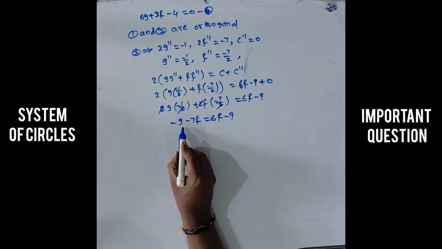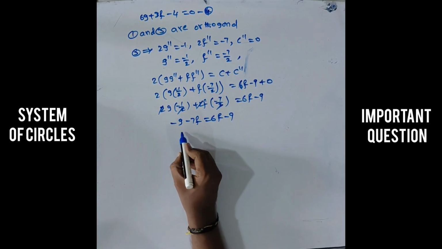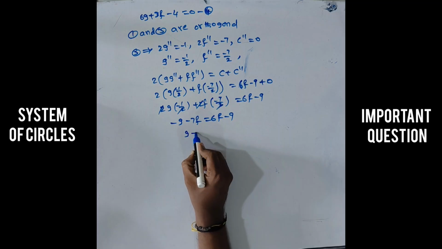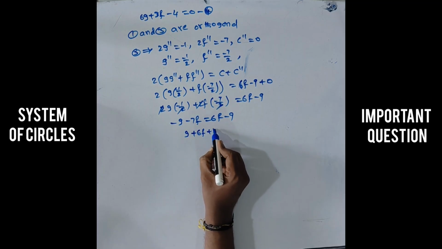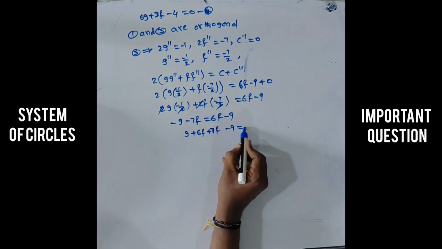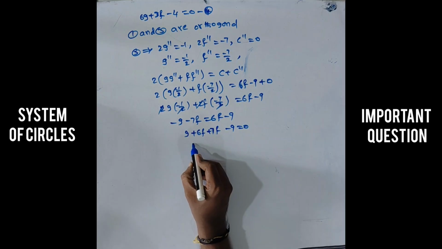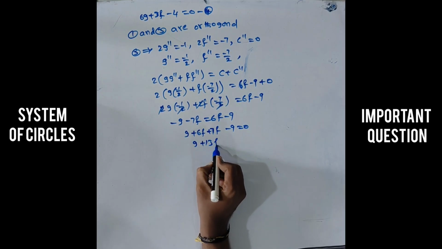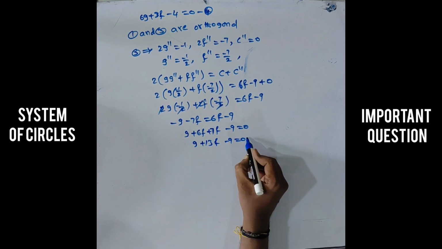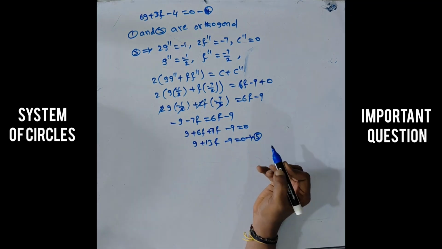Take the g and f on the left side to the right side. Then g + 6f + 7f - 9 = 0. Okay, g + 13f - 9 = 0. This is equation number 5.